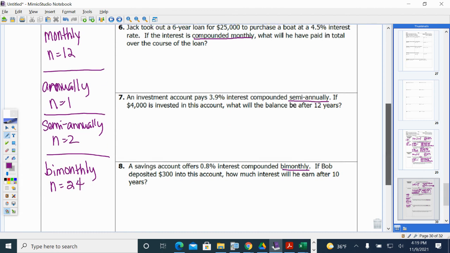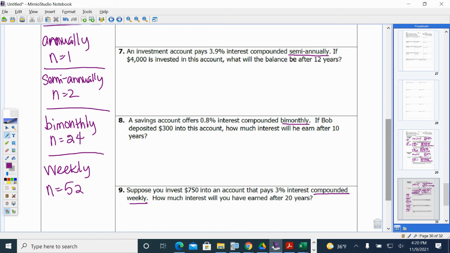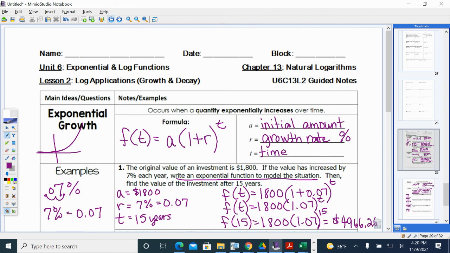And then on the last one, the interest is compounded weekly. How many weeks in a year? N equals 52. So the compound interest, again, y'all, is just a formula. You guys can pick out those pieces of information, put those into that formula, and stick that in the calculator. That is not the problem. The vocabulary might be the problem on compound interest. But this is your video for Unit 6, Chapter 13, Lesson number 2 on growth and decay.